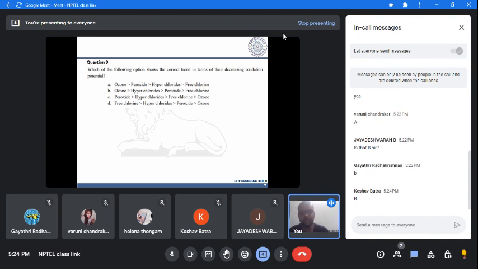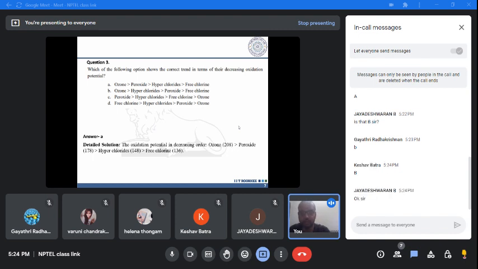Okay, so let's see. Answer A is the correct answer. Ozone has the maximum, then peroxide, then hypochlorite, then free chlorine. Here we have given the oxidation potential in decreasing order. Ozone has 208, then peroxide 178, hypochlorite 148, then free chlorine 136. So those who have given answer A are correct for this question.